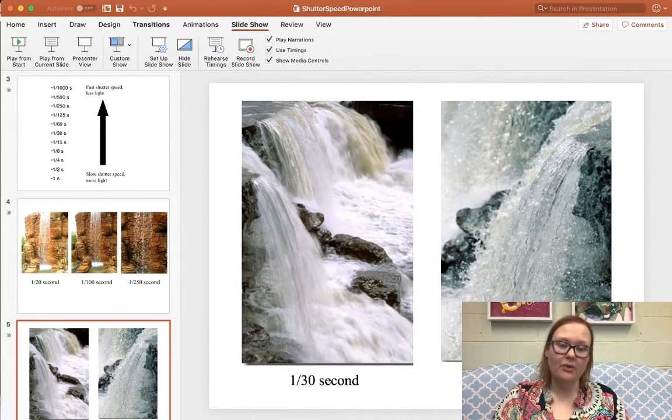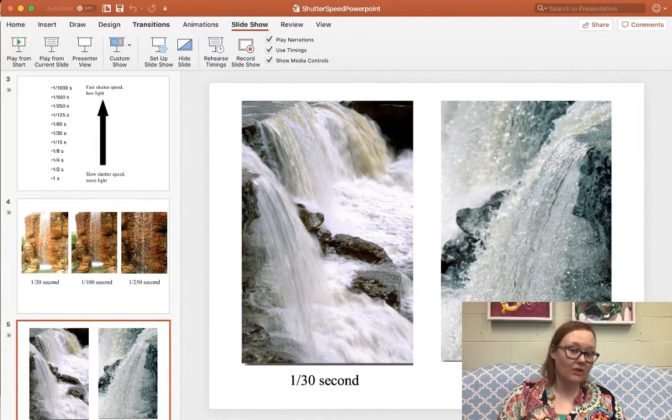Here's another good example. When you complete the assignment, you're looking for some big gaps. If I do 1/30th of a second and 1/60th of a second, those are really close to each other and I'm not going to see a big difference. When I have 1/30th of a second and 1/500th of a second, those are big differences in terms of how long my shutter is open.